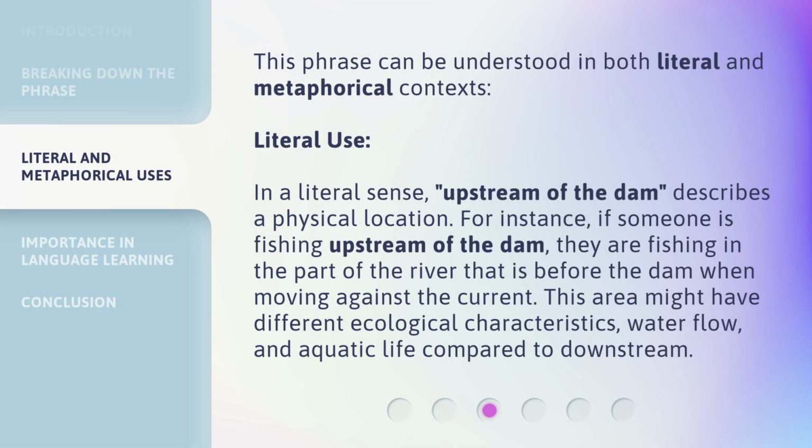This phrase can be understood in both literal and metaphorical contexts. Literal use: in a literal sense, upstream of the dam describes a physical location. For instance, if someone is fishing upstream of the dam, they are fishing in the part of the river that is before the dam when moving against the current. This area might have different ecological characteristics, water flow, and aquatic life compared to downstream.